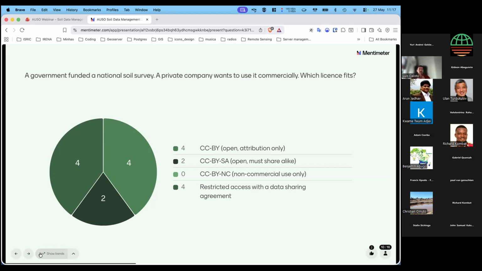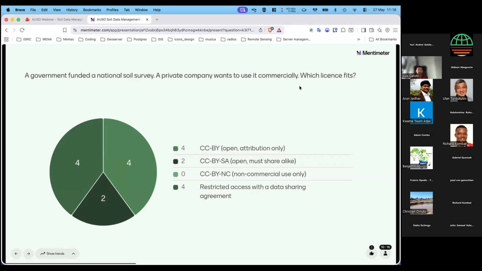CC BY-SA is also a possibility, although I know many companies don't like it much. Basically, you are saying that a private company can use the data, but any product that they make, even a commercial product, also needs to use share alike, needs to be shared the same way. Non-commercial use, I see no one selected it. I think it makes sense because if it's a private company, it must be commercial. The question says it's a private company that wants to use it commercially. So non-commercial cannot be used because otherwise you are saying that they cannot use it.